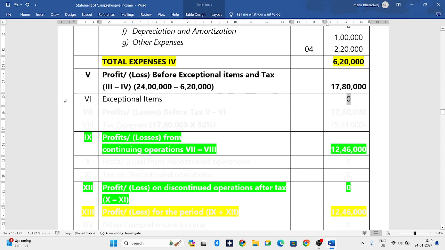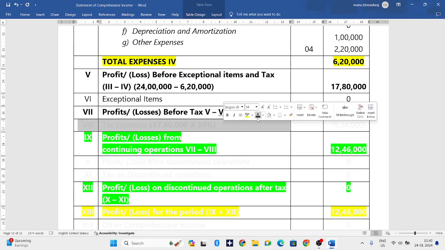Next, after subtracting or adding these exceptional items, you will get profits before tax. So how did we get profit before tax? It is as simple as fifth component minus sixth component. Fifth component is 17 lakhs 80,000 minus sixth component is 0. So when you subtract, you will get 17 lakh 80,000 answer.